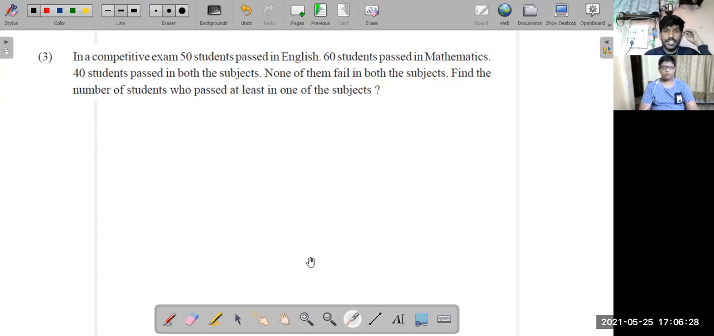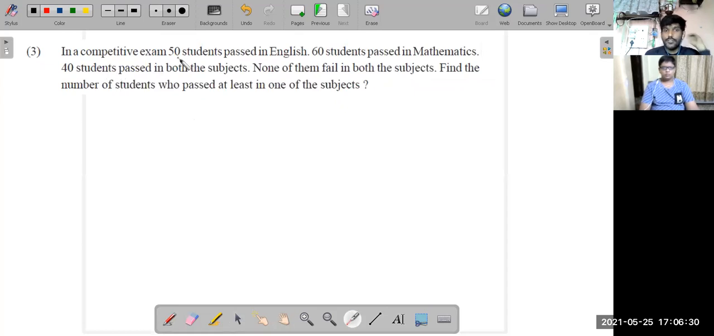Okay, now understand the question. So there are 50 students who passed in English, 60 in mathematics, 40 in both, and none of them failed in both the subjects. Okay, so none of them failed in both. They must have failed in one, but not in both. Find the number of students who passed at least in one of the subjects.